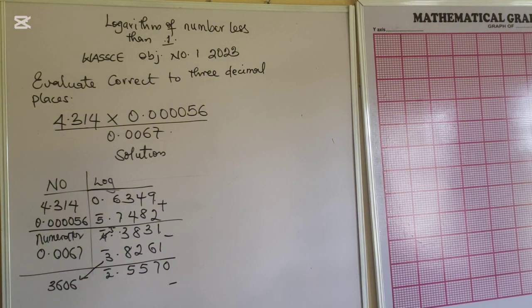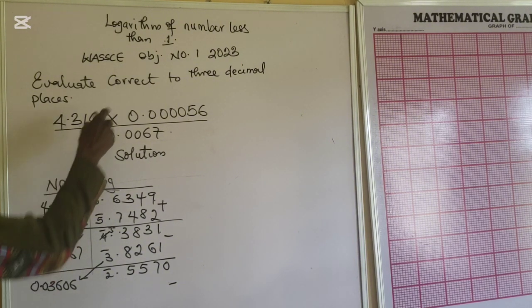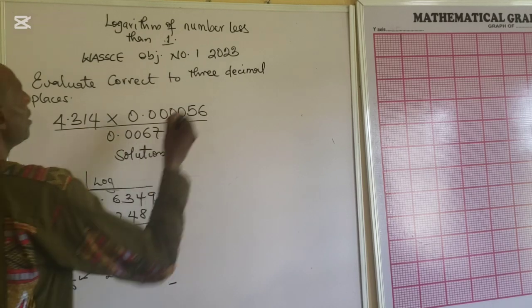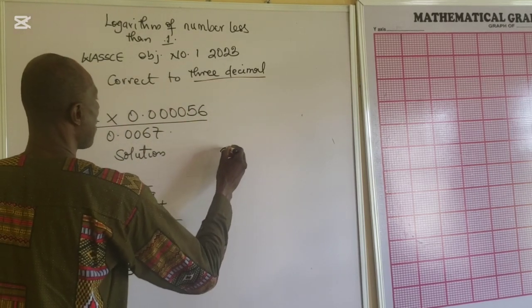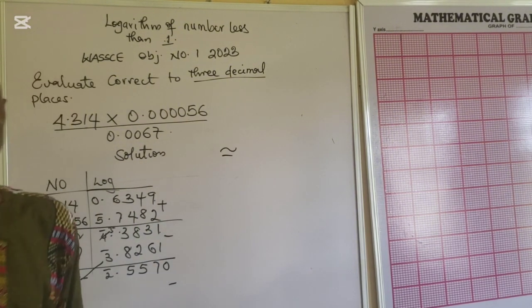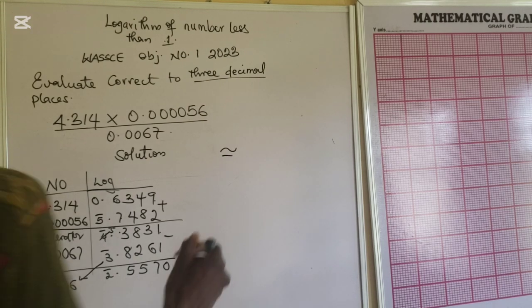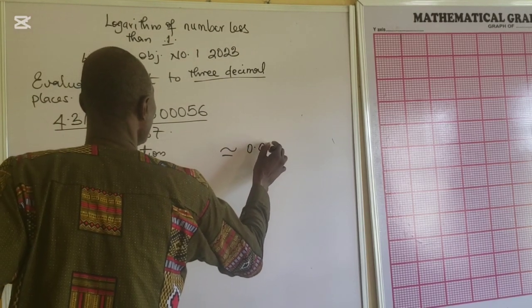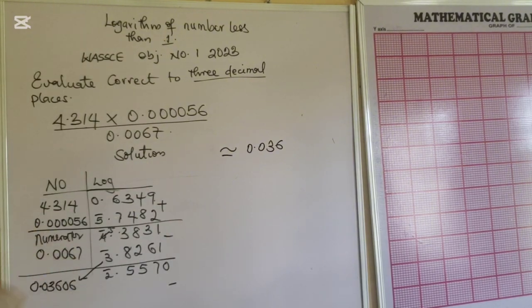And what's the characteristic there? It is bar 2. You have to put two 0s, which gives 0.003606. But take note, the question says we should approximate to 3 decimal places. So by approximation, 3 decimal places means 1, 2, 3. The decimal point will move 3 times. It will give us 0.004. God bless you.